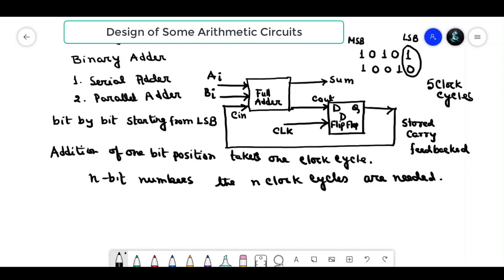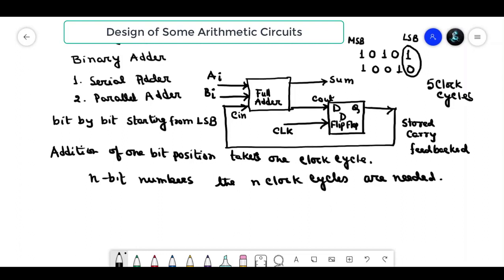So first of all, 1 and 0 will be added. Here the input will be 1 and 0. So in sum we will get 1 and in carry we will get 0. That means this Cout will come to the input in the next clock cycle. This is the carry. So in the next clock cycle, when 1 and 0 are added, this 0 will be added with that. Okay. So then again the resultant will be 1.